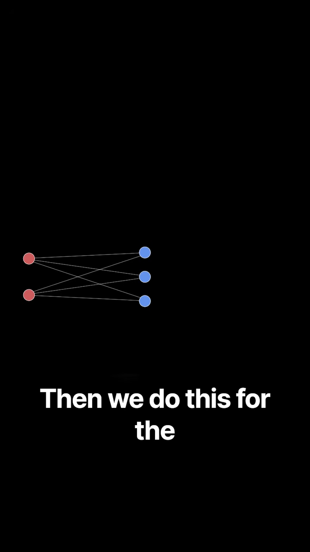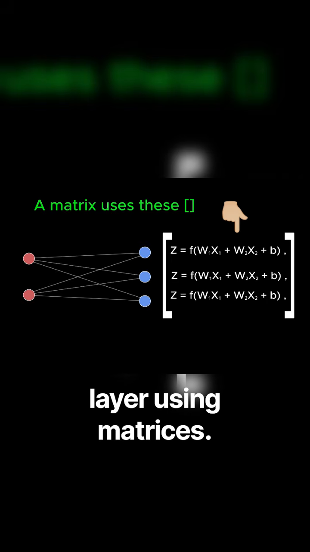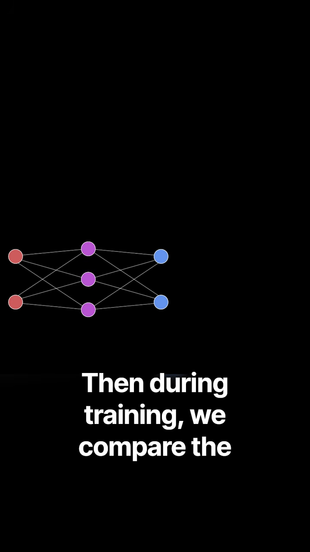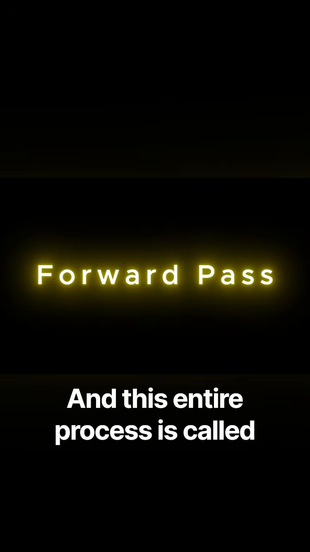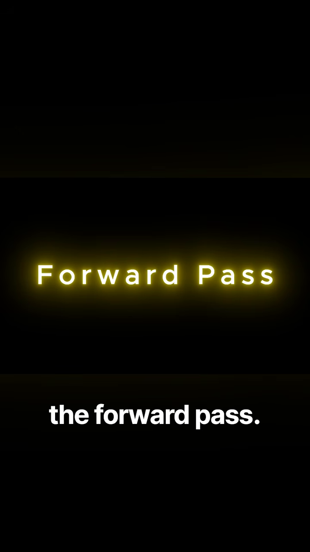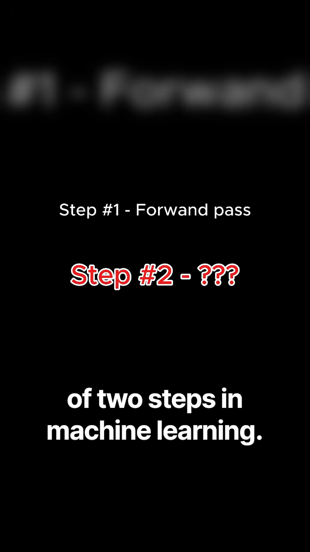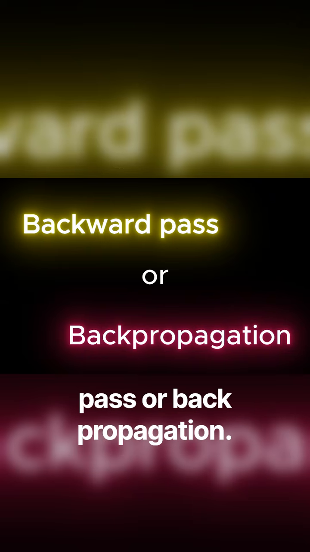Then we do this for the entire layer using matrices. Then during training, we compare the output to the desired output to get the error gradient. And this entire process is called the forward pass. And this is only the first of two steps in machine learning. And step 2 is called the backward pass or backpropagation.